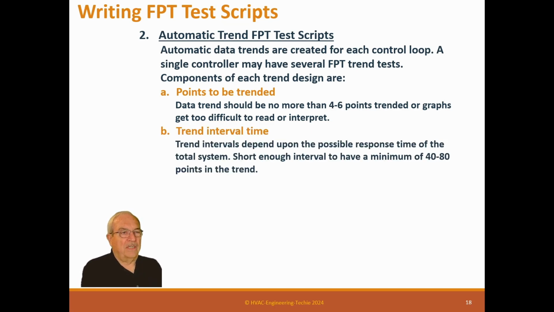Trend interval time. Trend interval depends upon the possible response time of the total system. Short enough interval to make a minimum of 40 to 80 points to be trended. So now you've got one of these points you've trended.